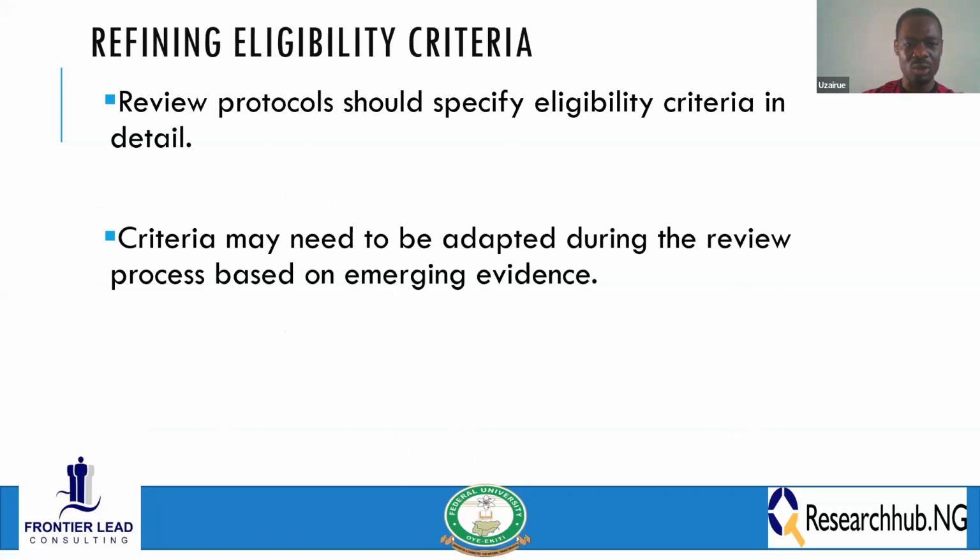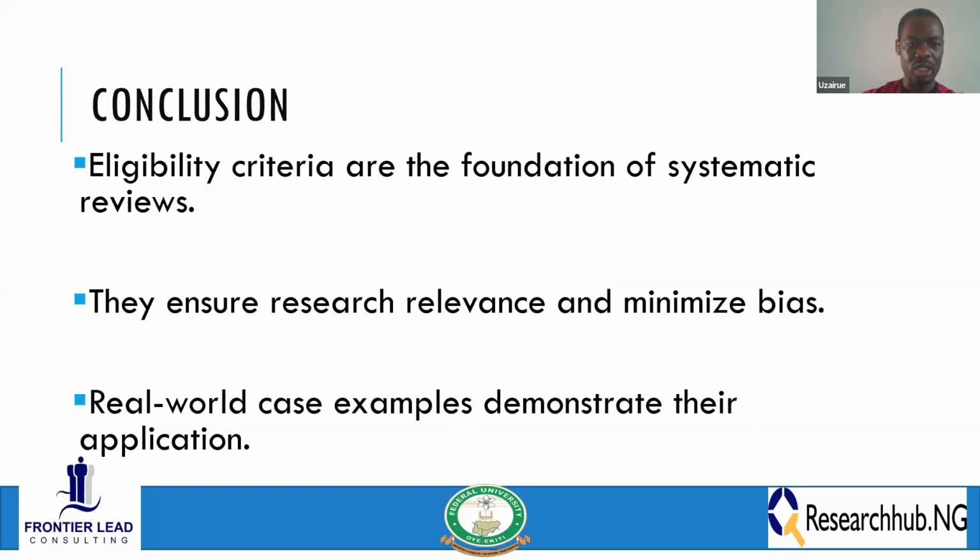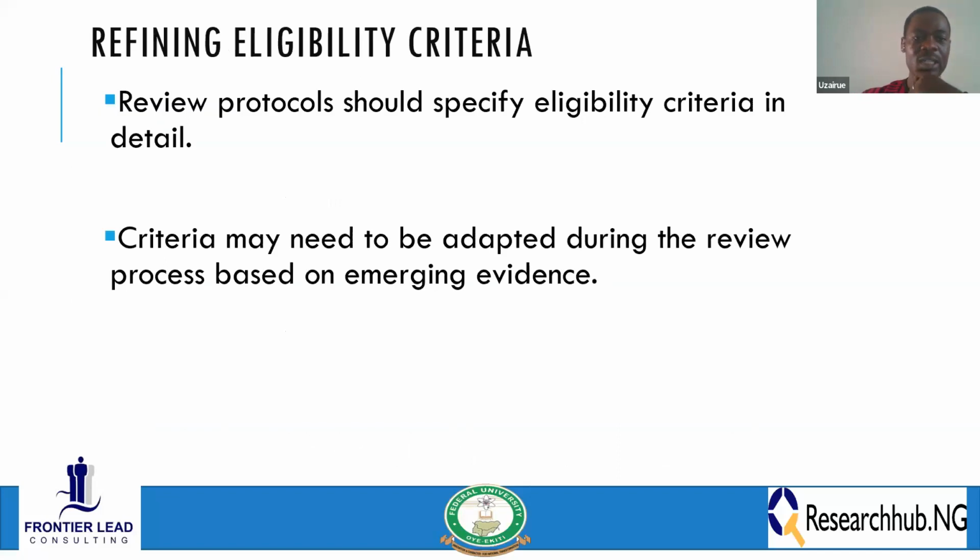Then we've already looked at this. In conclusion, a review protocol should specify eligibility criteria in detail. So that's why, for example, if I'm to review a protocol for a journal to publish a systematic review, what I will be looking for is actually specifying what the eligibility criteria are.